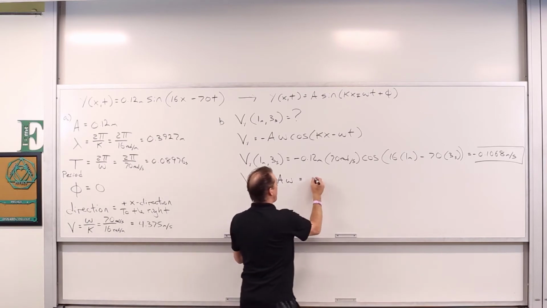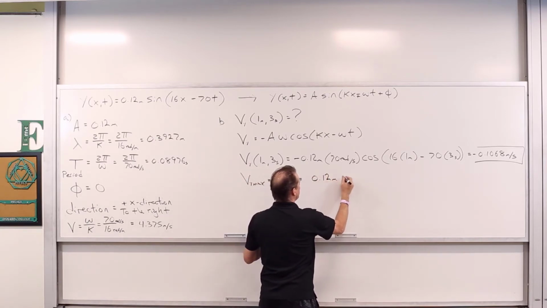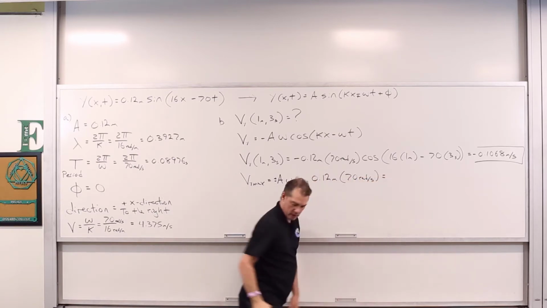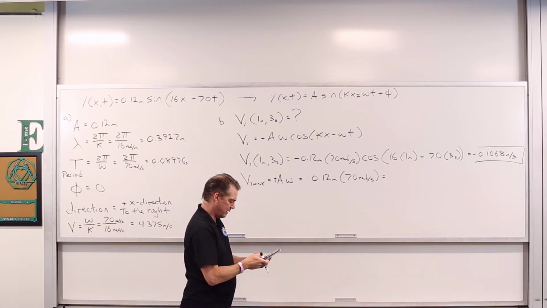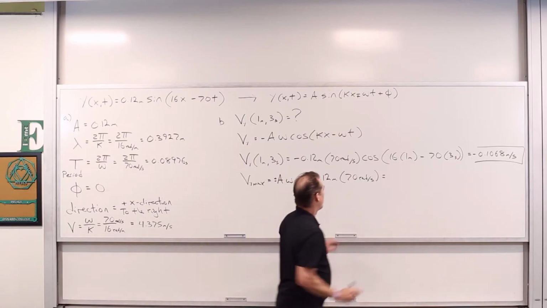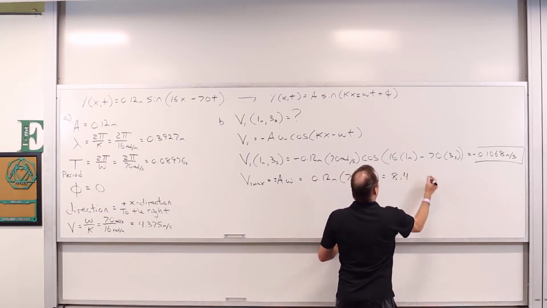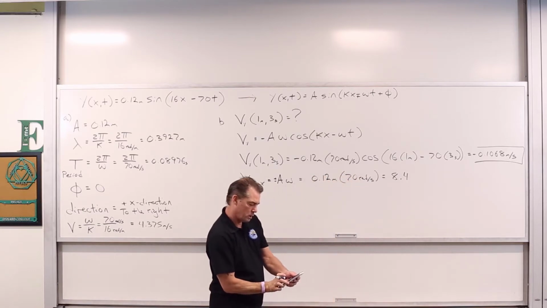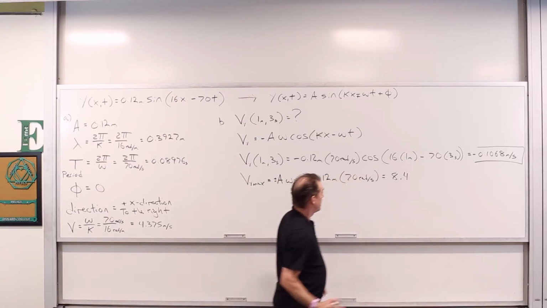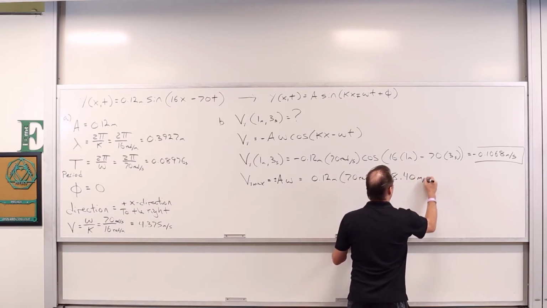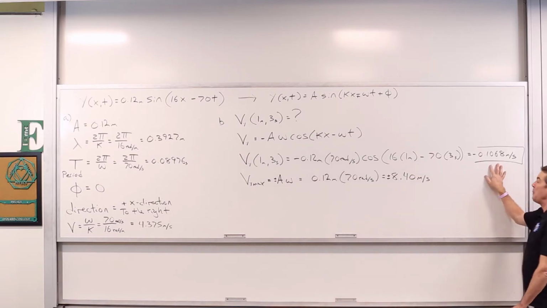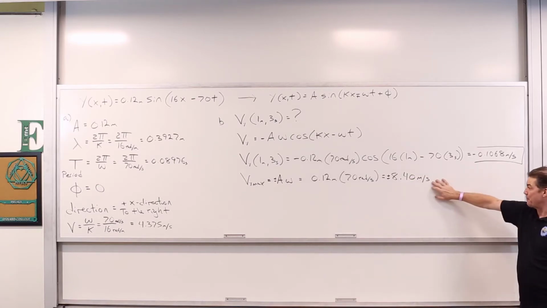So we've got the maximum value is 0.12 meters multiplied by 70 radians per second. 0.12 times 70, 8.4. 8.40 meters per second, plus or minus. So this is going relatively slow compared to what its maximum rate is.